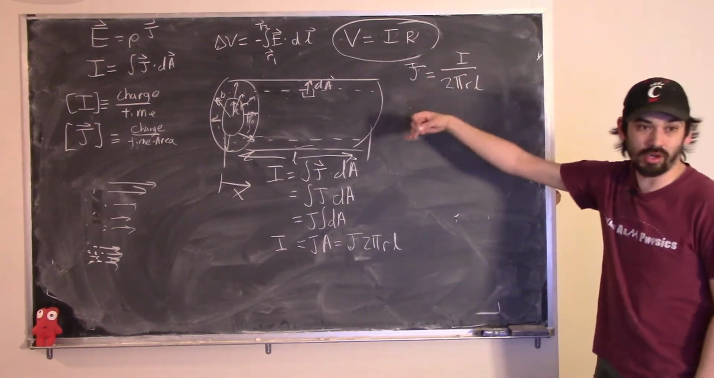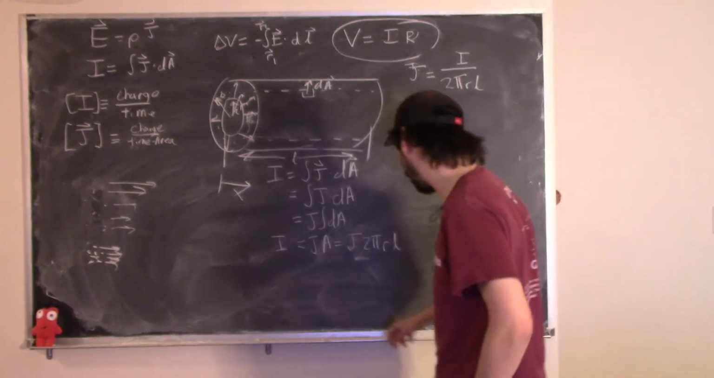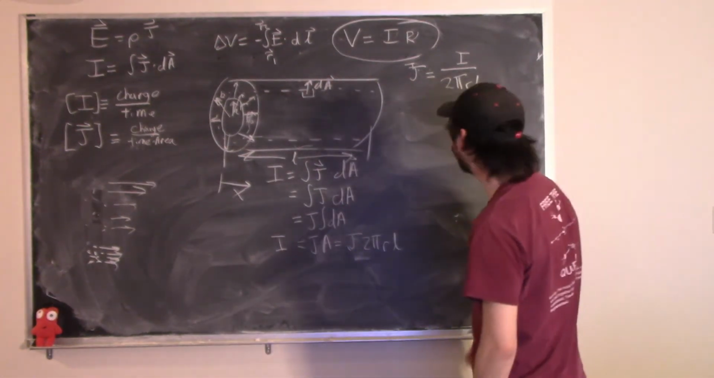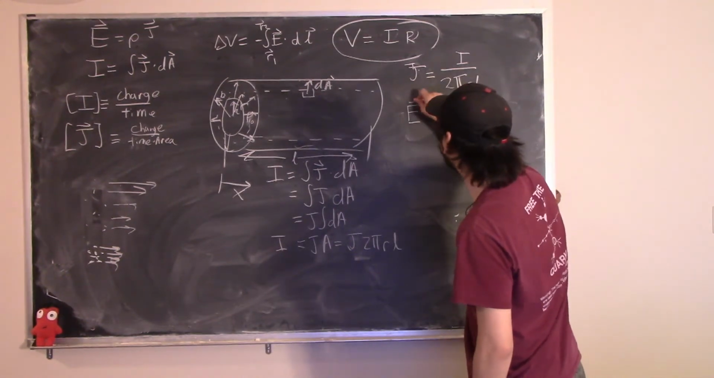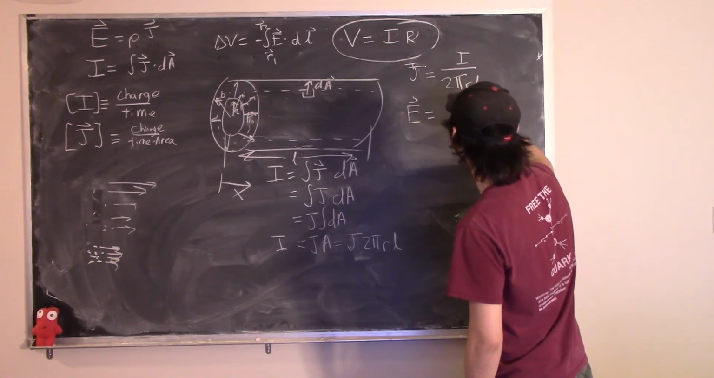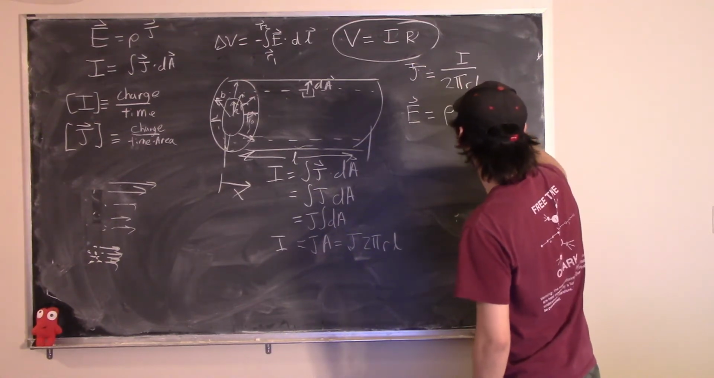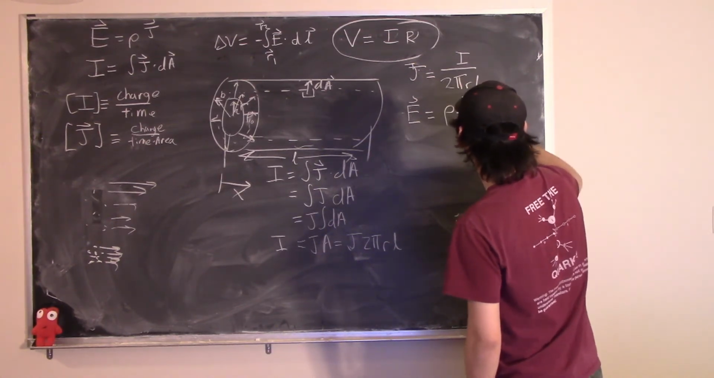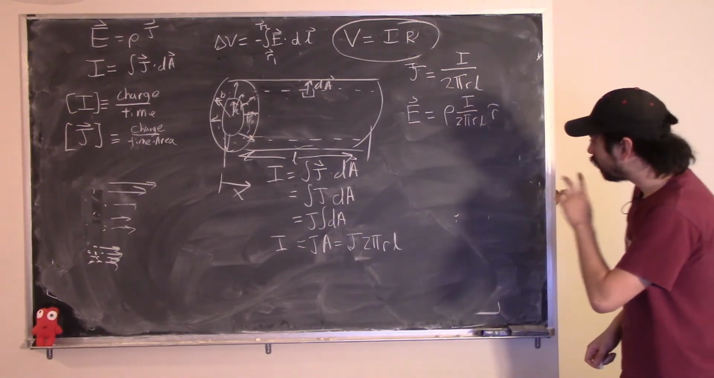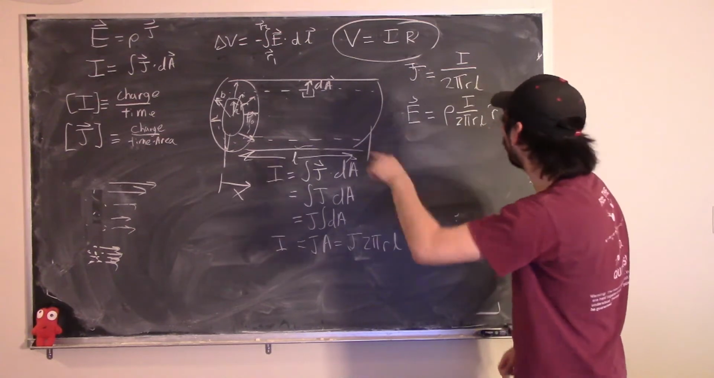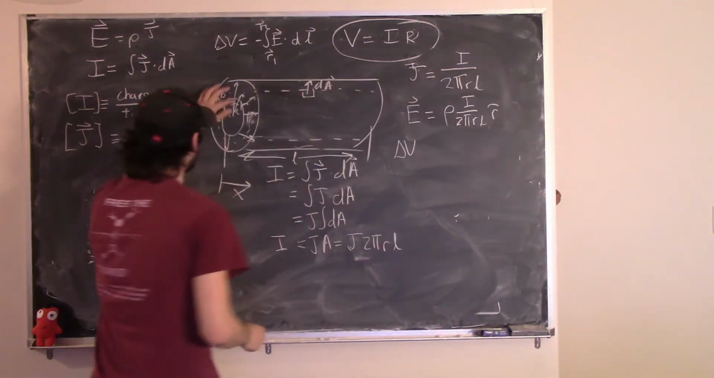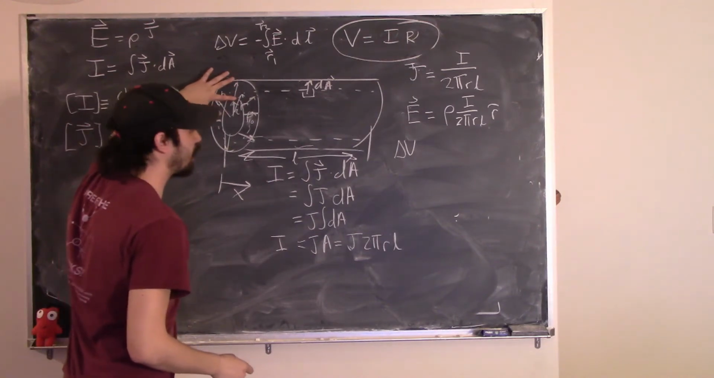And again, we're just going to go through the same process. So now that we have what the current density is, we can plug that into our microscopic form of Ohm's law. This says that E vector is going to be equal to rho times I divided by 2 pi r L, pointing out in the radial direction now. And now the last step is just to calculate the difference in electric potential between this inner surface and this outer surface.